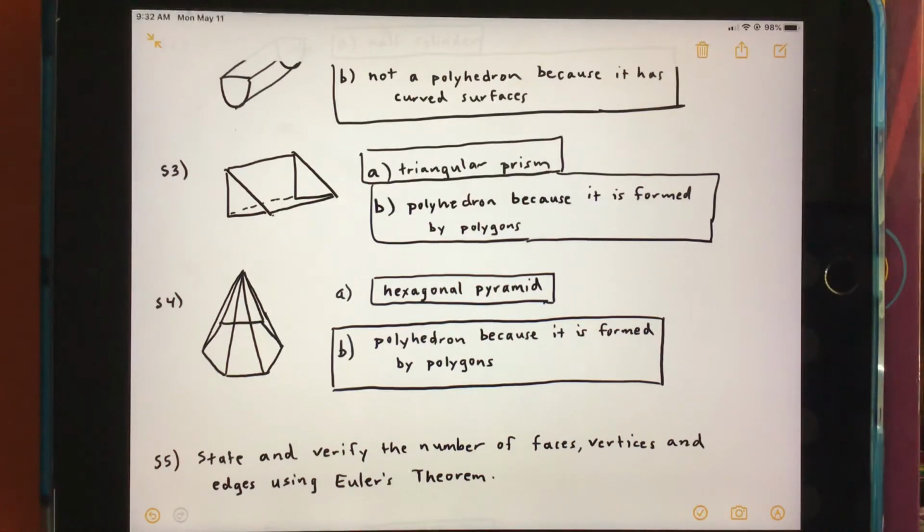Sample 4. On sample 4 we see a hexagon base, and we see line segments rising from all of the vertices of that base up to a single point. So opposite the hexagon we have a single point. That means it's a pyramid. And because the base is a hexagon, we will call it a hexagonal pyramid. It is a polyhedron because it is formed or bounded by polygons.